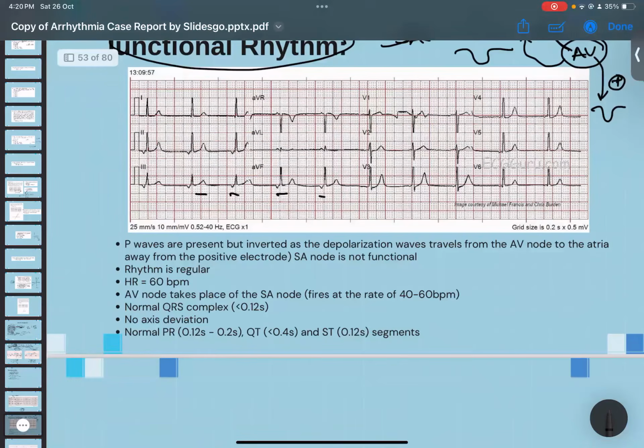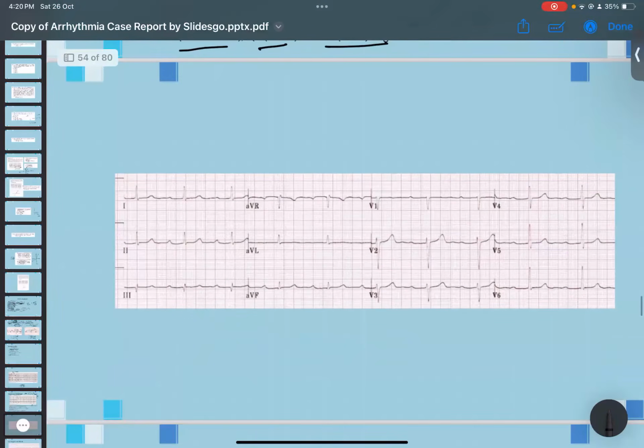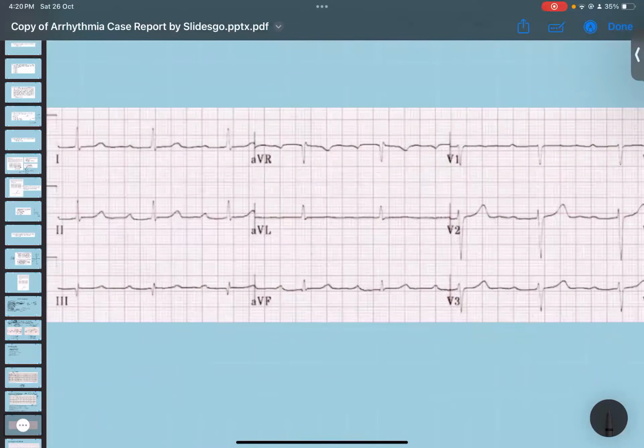So P waves are present, but they're inverted because the polarization wave travels from the AV node to the atria, because the SA node is not functional. Rhythm is regular because the R intervals between each R wave are normal or equal. Heart rate is 60 beats per minute, and the AV node usually fires between 40 to 60, so this is consistent with the finding. And then a normal QRS complex, less than 3 small boxes, no axis deviation, and normal PR, QT, and ST segments. Now coming to this ECG, let's find P waves.